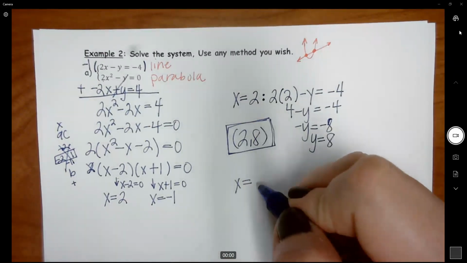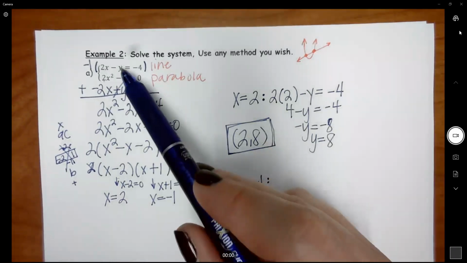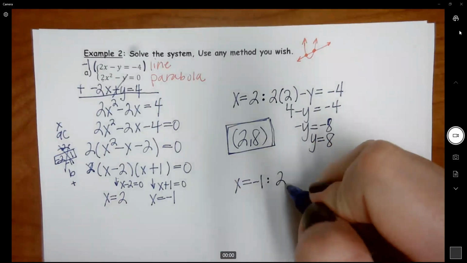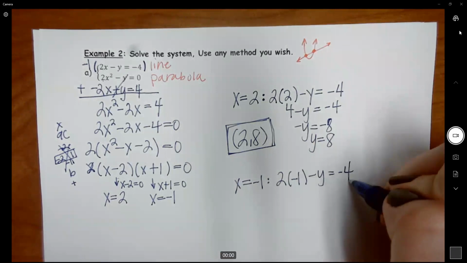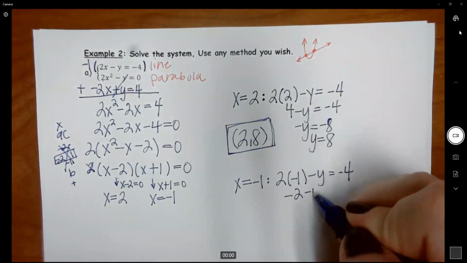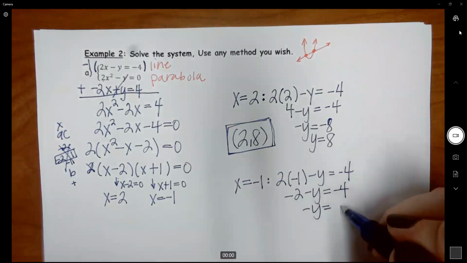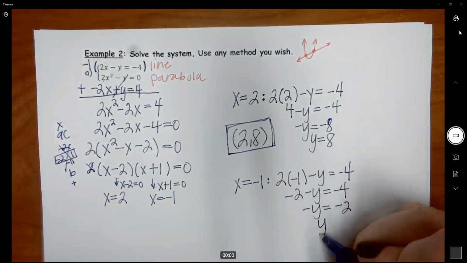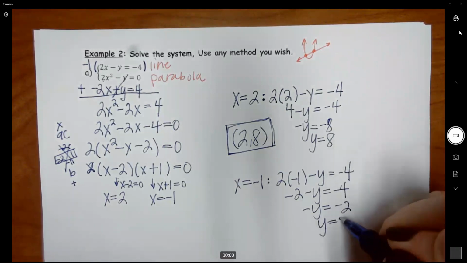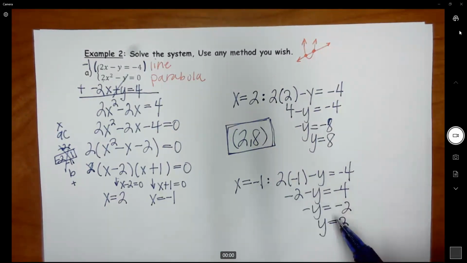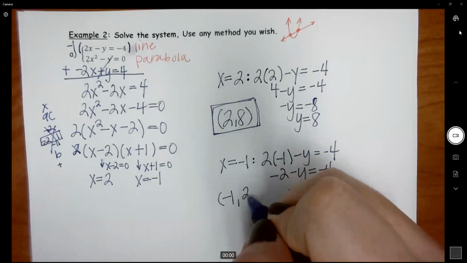Okay, do the same thing when x equals -1. You can use either equation. I'm going to use the top one again. So you get 2 times -1 minus y equals -4. This is -2 minus y equals -4. Add your 2 to get -y equals -2. Divide both sides by -1. And we get y is 2. So this is x, comma y. My ordered pair is (-1, 2).